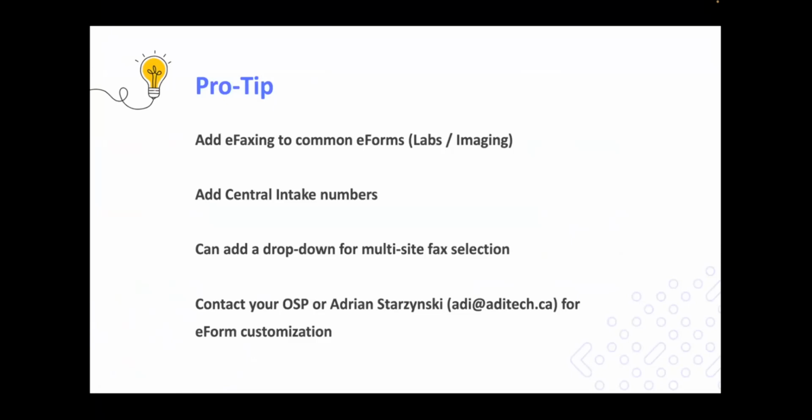Keep in mind, you can add a drop-down list. Like I showed you for imaging, it doesn't necessarily have to be one eForm per imaging facility. You can have a multi-site imaging facility or multi-site eFax form set up. So you can contact your Oscar service provider. They might charge for it.